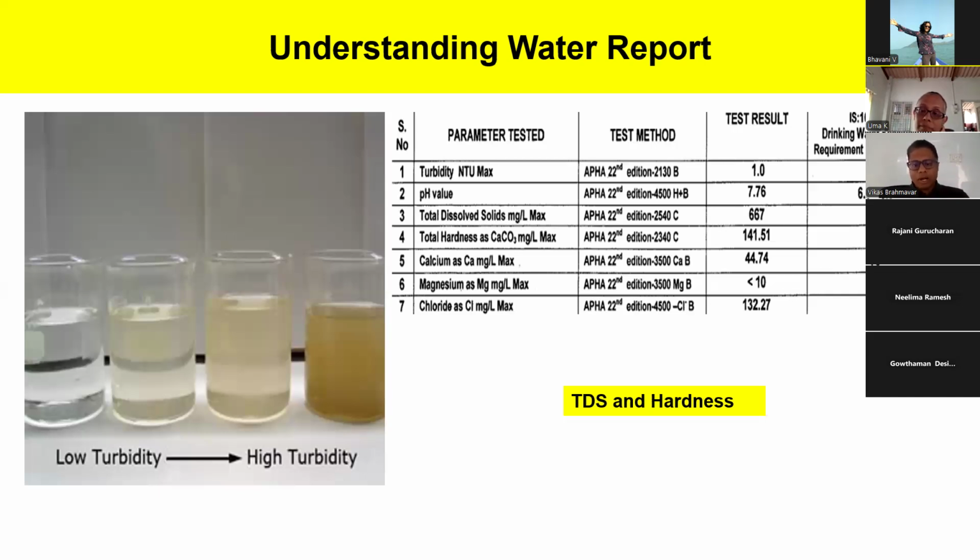The first point is turbidity. This is mostly visual. In the left side photo, the clearer the water, the lesser the turbidity. As it goes on, the turbidity increases, and less than 1 is the recommended level. In layman terms, turbidity is the clarity of water. Technically, we have one more parameter associated with turbidity, which is TSS, total suspended solids.